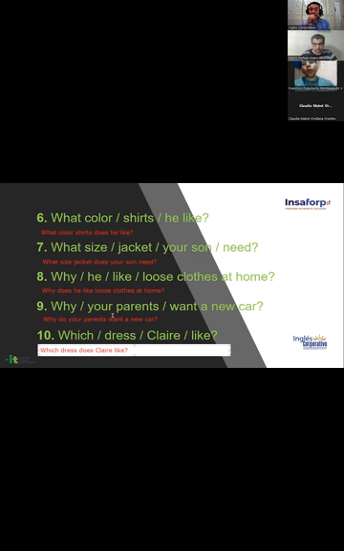It's like when you were saying they, es como que estuviéramos diciendo ellos. ¿Por qué ellos quieren un nuevo carro? ¿Por qué ellos, right? Ellos, so your parents, right? So when it's plural, do. When it's singular, does, right?